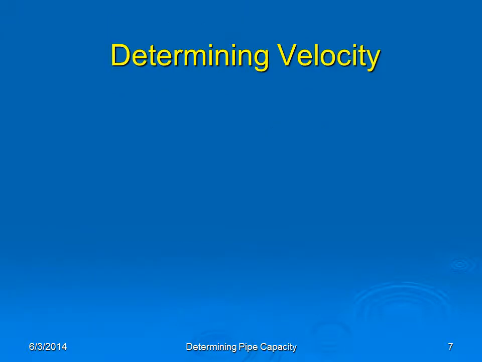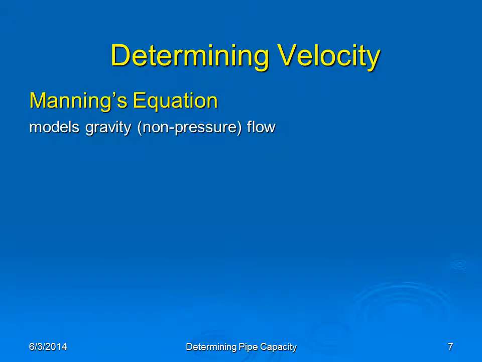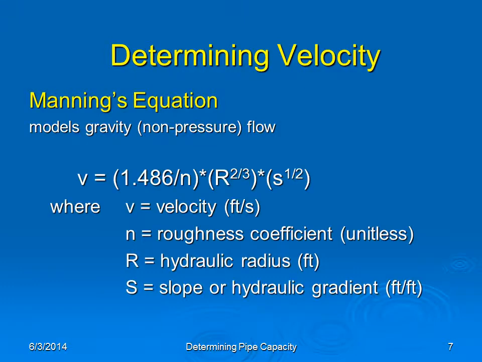Let's move on to determining velocity. Manning's equation is used to determine velocity in a gravity flow situation. Manning's equation is V, the velocity, equals 1.486 divided by n times R to the 2/3 power times S to the 1/2 power, or square root. V equals the velocity, n is Manning's n, which is the roughness coefficient, and that's unitless. R is the hydraulic radius in feet, and S is the slope or hydraulic gradient in feet per foot.